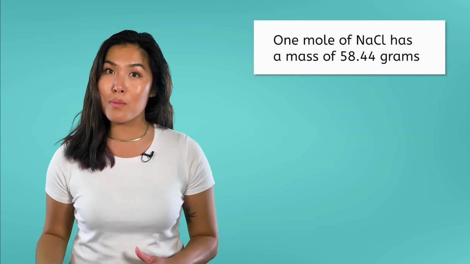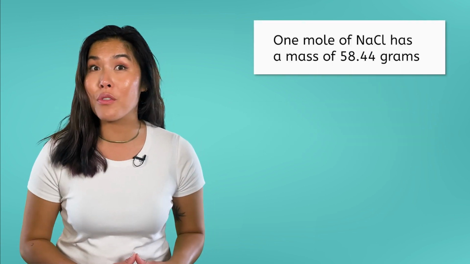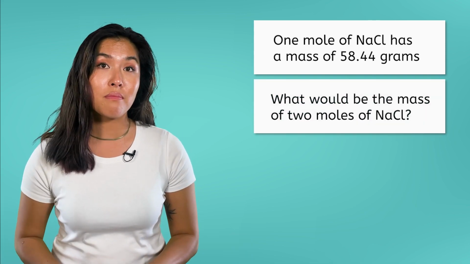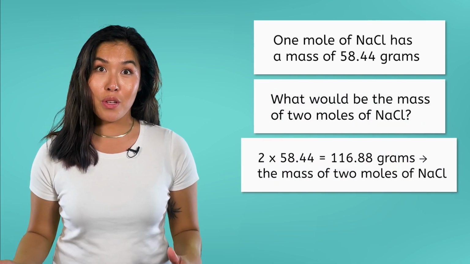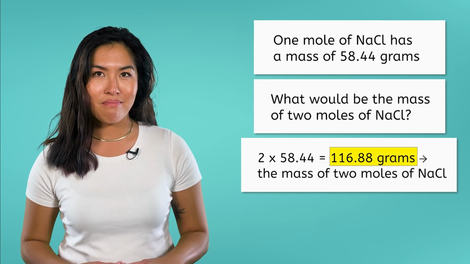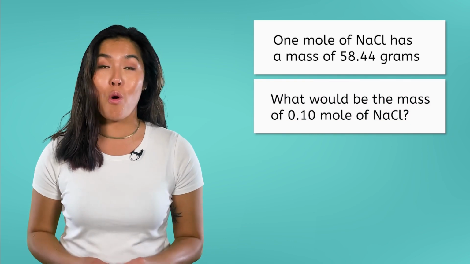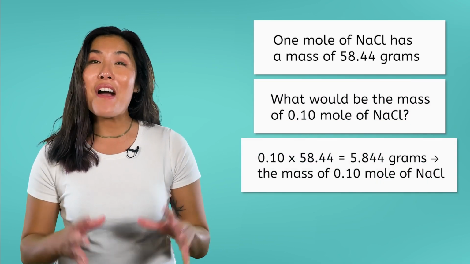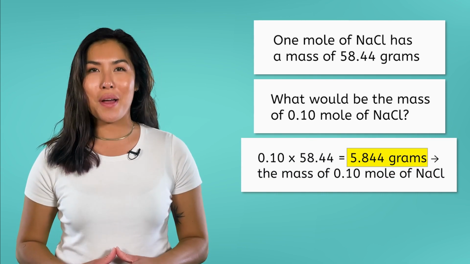If 1 mole of sodium chloride has a mass of 58.44 grams, then what would be the mass of 2 moles? 2 moles of sodium chloride would have a mass of 116.88 grams. What if I had 1/10 of a mole of sodium chloride? What would be the mass? It would be 5.844 grams.